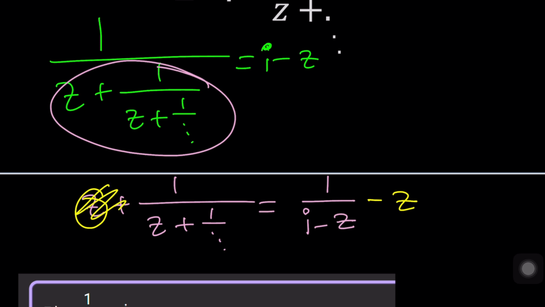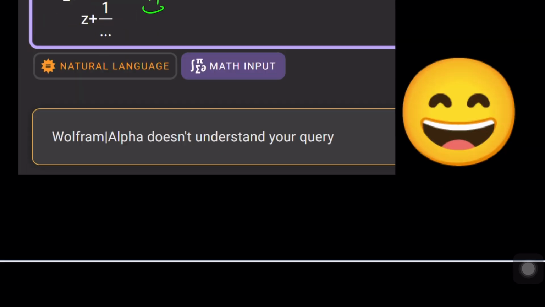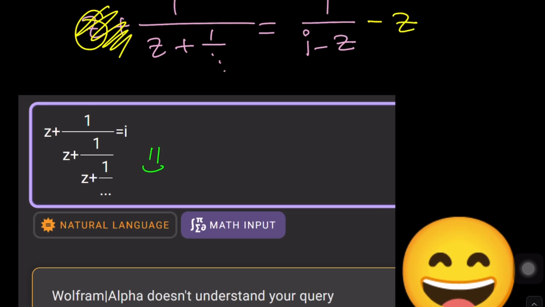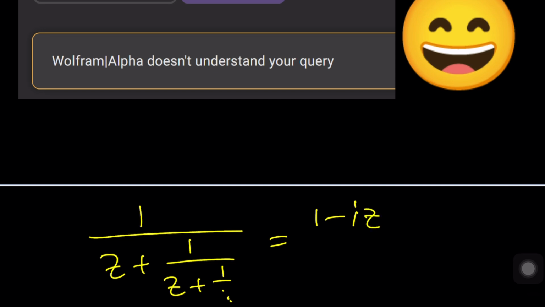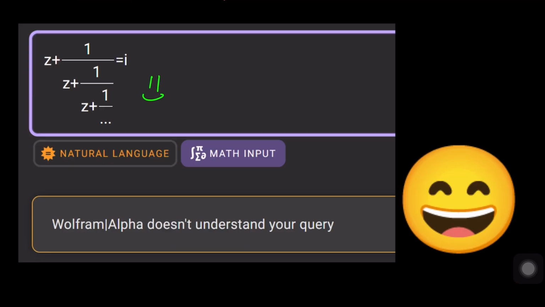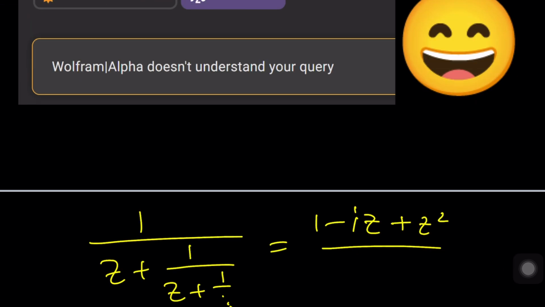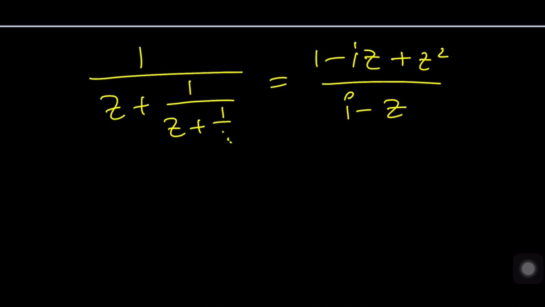And now we're going to get this. And now we can do the flip one more time. But before we do the flip, maybe we should make a common denominator. You know, let's go ahead and common denominate this. 1 minus iz, and then plus z squared, divided by i minus z. Okay? And then we can flip both sides again.